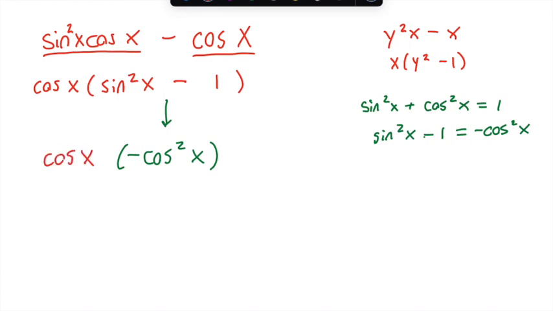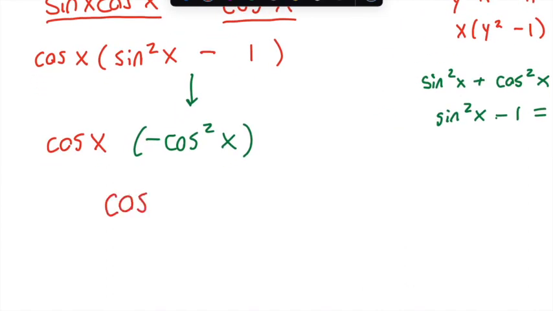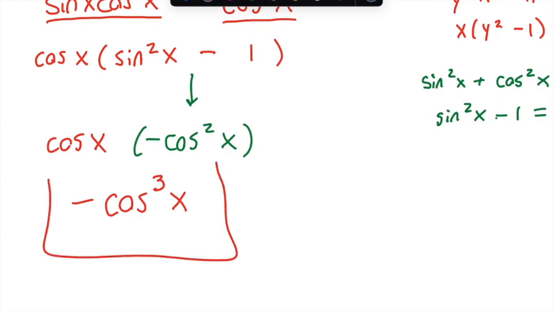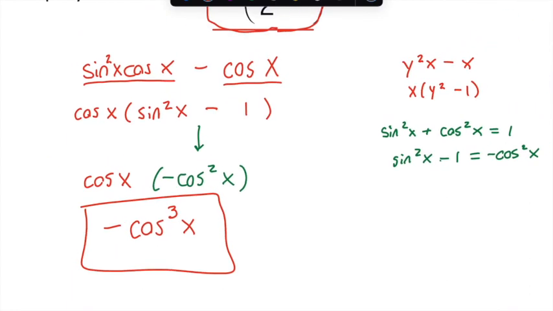Okay, so we used a Pythagorean identity right there on that. And then finally here to finish this out, you have a cosine squared x times another cosine. You would just go and add the powers. This would be cosine cubed of x with the negative with it. And that's your final answer there. That one's a little bit shorter.